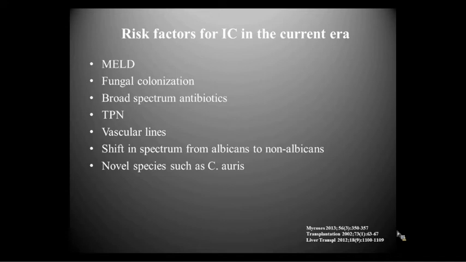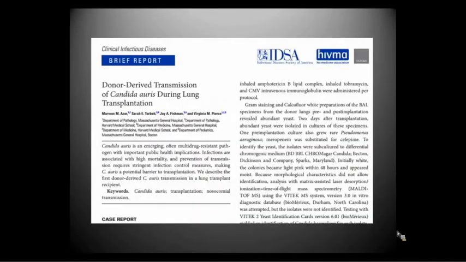The greater challenges now are certainly the shift in spectrum to more resistant species. We've gone from albicans to more non-albicans, and then of course novel species such as Candida auris, which I'm sure you've come across in the hospital. In the United States, most isolates have been echinocandin susceptible, but certainly in various other parts of the world, they've seen completely pan drug-resistant isolates of Candida auris, and it's already been transmitted through a donor. As you can see, this was a case report from Boston.